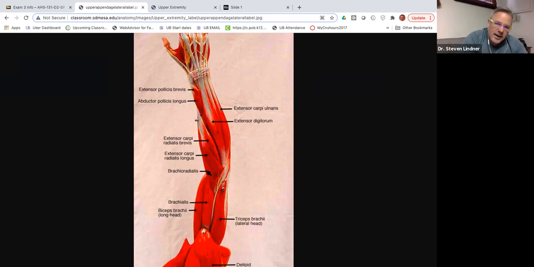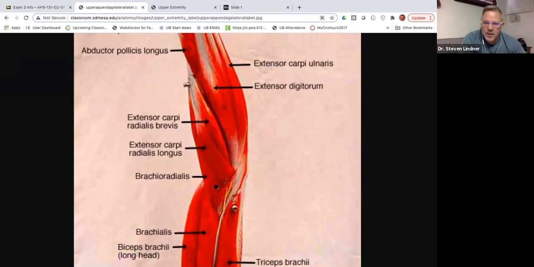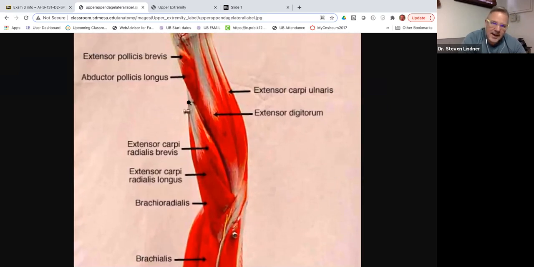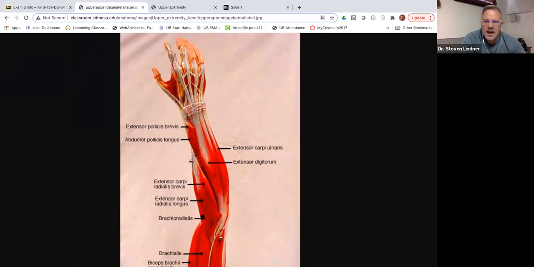The brachioradialis, this is the only one that originates from the distal end of one bone, goes down and inserts on the styloid process of the radius. It too is an elbow flexor. I call it the politician muscle because it flexes the elbow while your hand is in the neutral position, like politicians love to shake hands. So we call it the politician muscle.